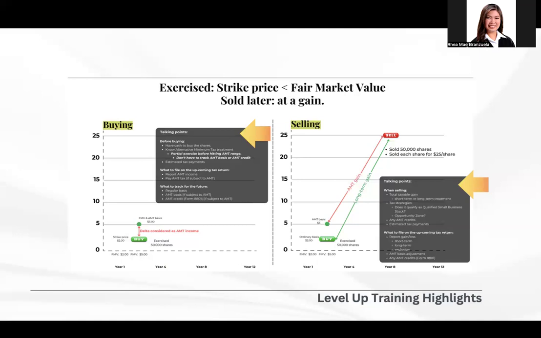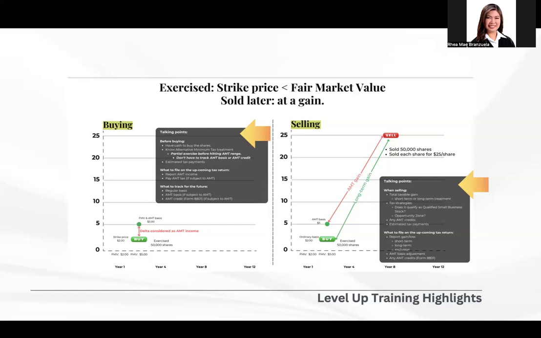Upon selling, the client needs to report the gain on the regular tax return. For those subject to AMT, it's important to adjust the AMT basis and apply for any AMT credits using Form 8801. We can also explore potential tax strategies, including whether the stock qualified as qualified small business stock, or if there are opportunities for exclusion.